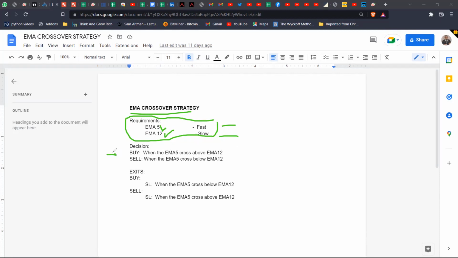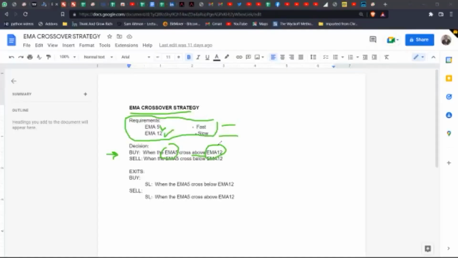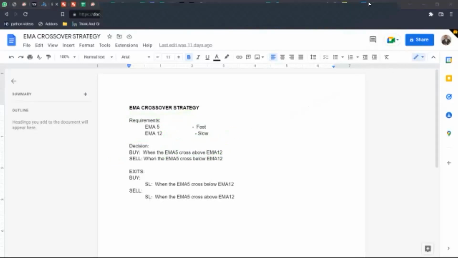Well, for buys, in order to execute a buy, we want to see that the 5-period moving average has crossed above the 12-period moving average, right? And then to look for a sell opportunity, to execute a sell trade, we want to see that the 5 EMA has crossed below the 12 EMA. Right, so now here you have it. We have our definitions, the terms of service, if you wish. But this is the definition of our trade execution.